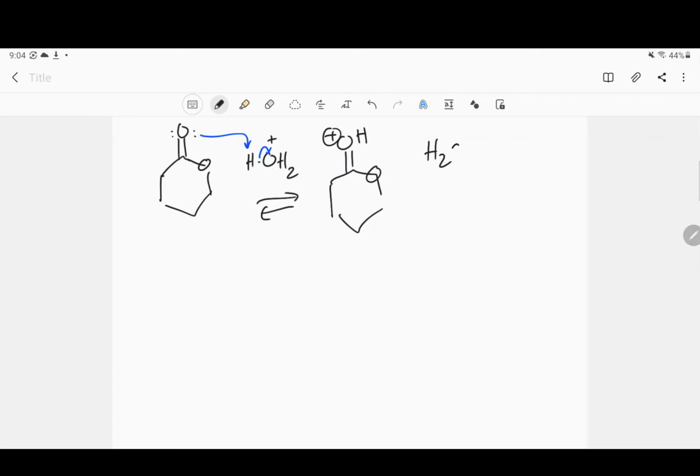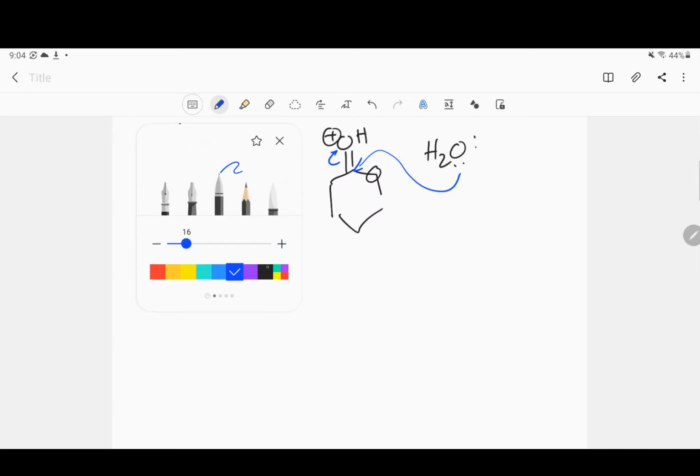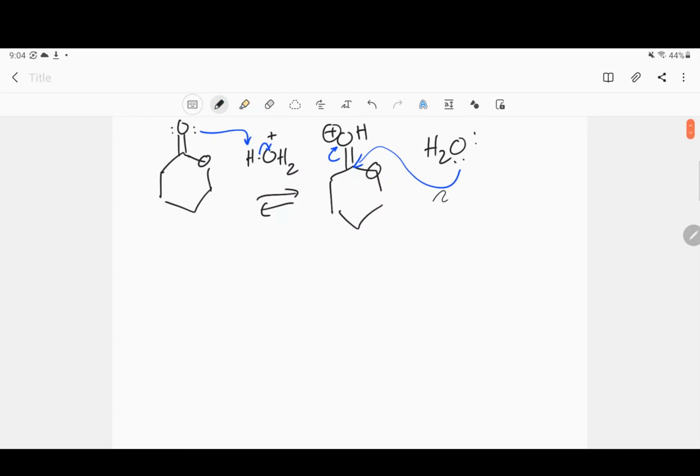Water comes in. That's where the other OH comes from. It's from water. It's going to come in here. We're going to make a tetrahedral intermediate. So we have, okay, I'm going to make sure that I actually put my O in here this time. So we have OH, we have OH2+, and then we have the rest of this cyclic thing, right? What's going to happen now? I'm going to just do a proton shift.